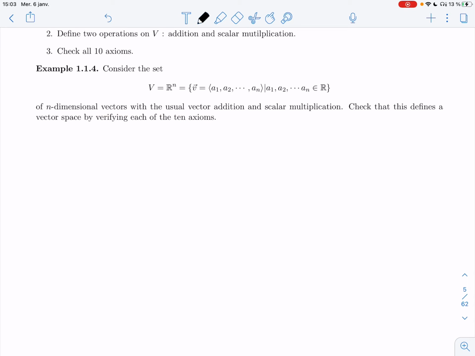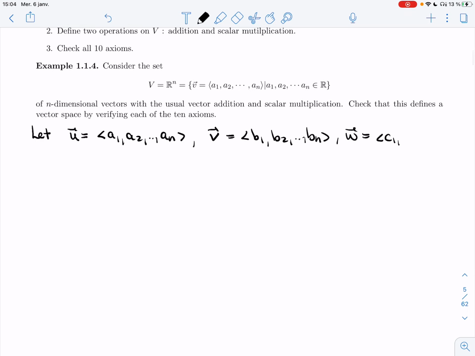All right, so we're going to need elements u, v, and w in V. Let's give them names so that we don't have to do it every single time. So I'm going to assume that my vector u is a1, a2, ..., an. My vector v is b1, b2, ..., bn, and my vector w is c1, c2, ..., cn.